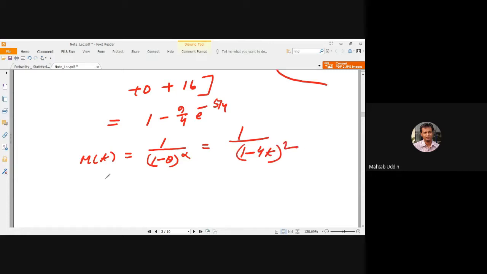Also, you may be asked to find mu, which means alpha theta. So 1 minus theta t to the power alpha. Then sigma square is alpha theta square. Theta square is what? 16. 16 times 2 equal to what? 32.